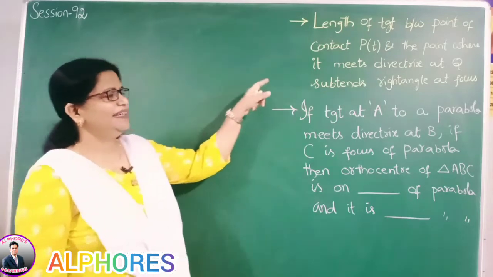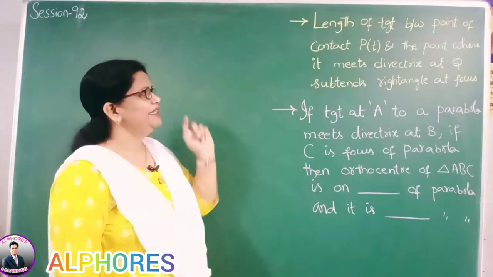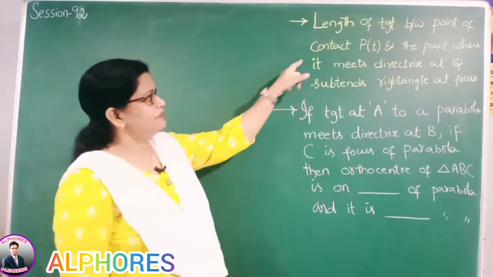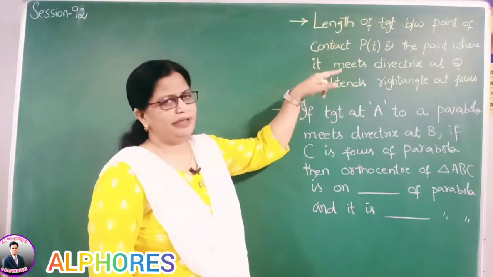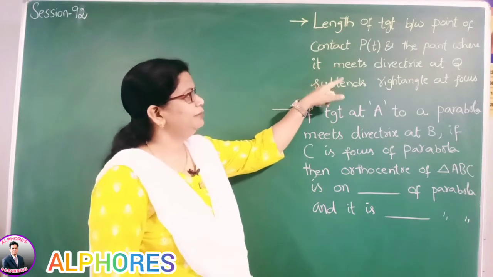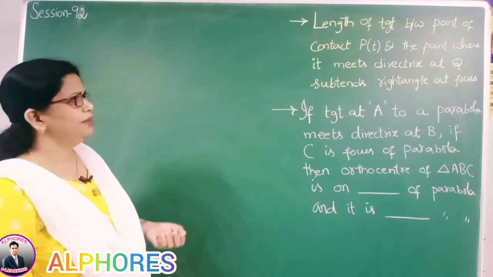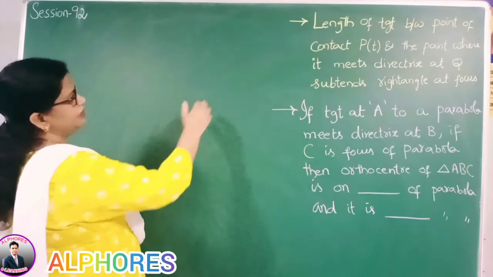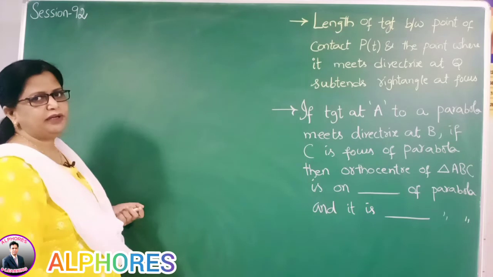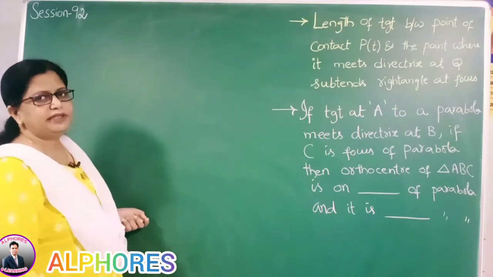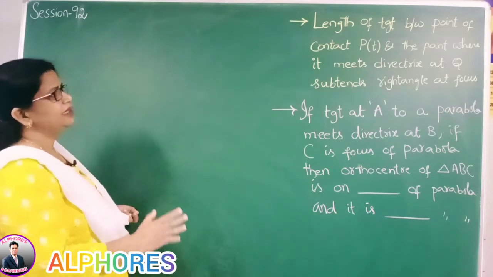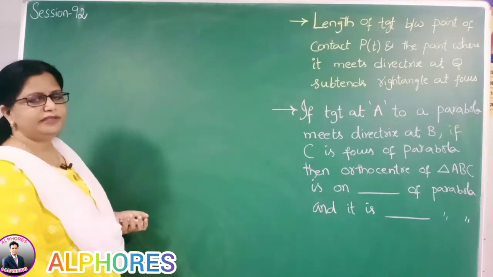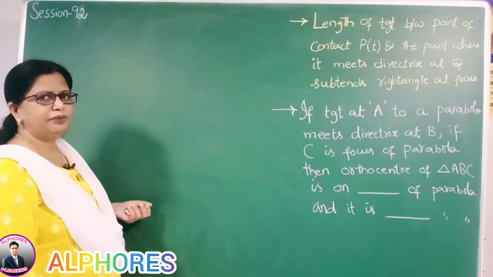Now let us see another property, students. This property is the length of tangent. The length of tangent between the point of contact P of t and the point where the tangent meets the directrix at Q subtends a right angle at the focus. This is common to all kinds of parabolas. Whatever properties we are discussing regarding tangents, students, they are for all kinds of parabolas. And for proofs only, we are using y square equal to 4ax many times.